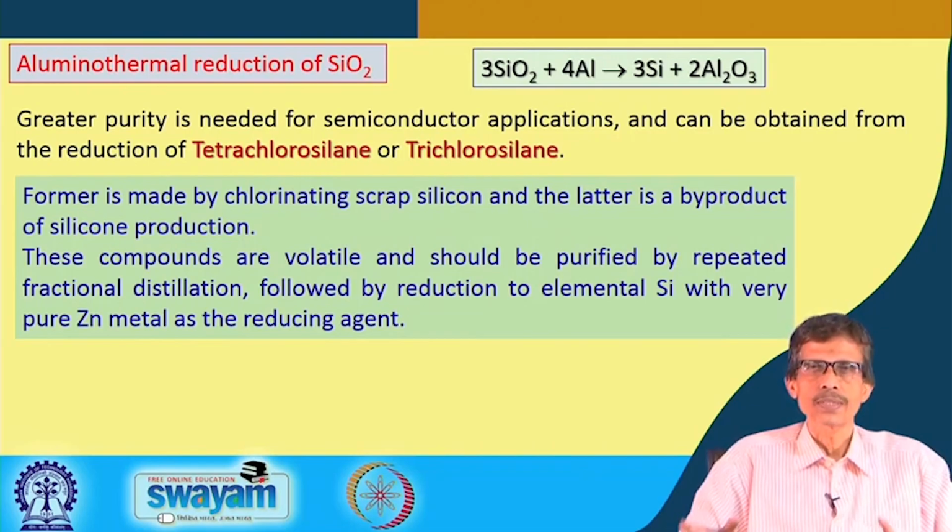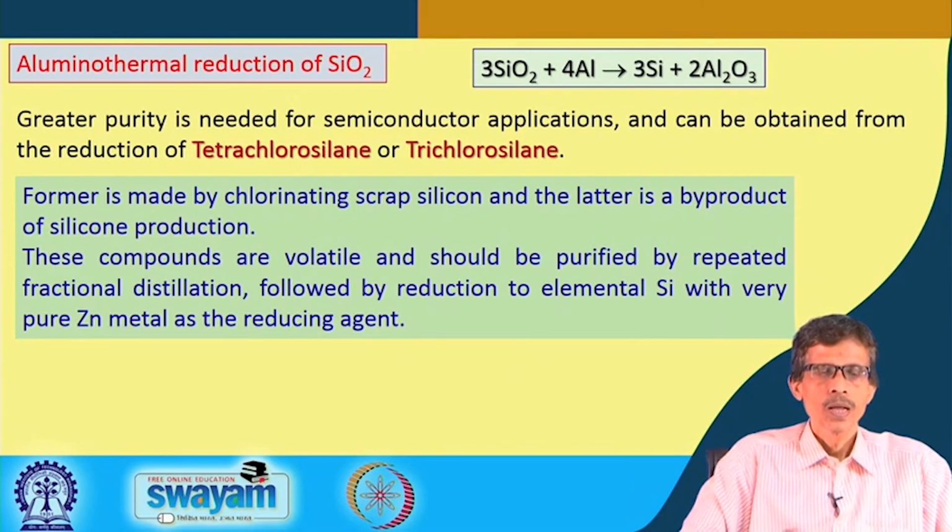We know industrially that fractionating columns are available. In the petrochemical industry also we go for fractionating columns, and this is a small unit of that type for fractional distillation. We can go for low temperature fractional distillation because the material is volatile, that means low boiling point, followed by reduction. That means you have silicon tetrachloride or SiCl3H, trichlorosilane. We reduce them to get the elemental silicon form with very pure zinc metal.